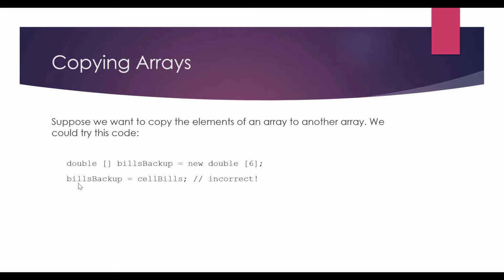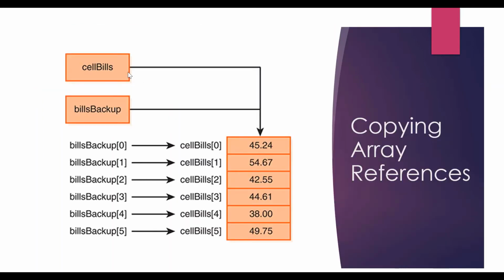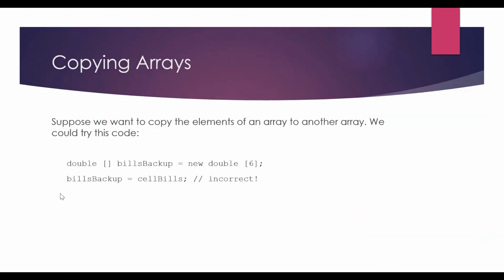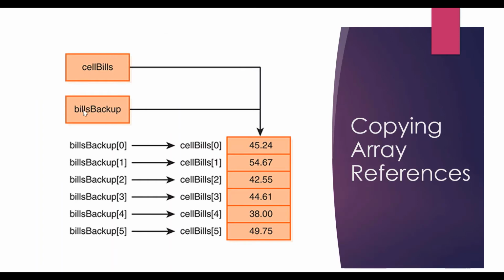Now, if we try to do this, where Bills backup will be equal to Bills, the original array, that will not be correct. Why? Because what you are actually doing here is not copying the array elements, you are just copying the references. Remember, this is actually a reference. This is not an object. This is just the reference. The actual data elements were not copied. We only copied the reference.